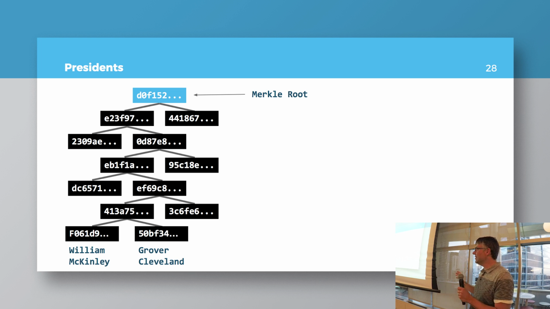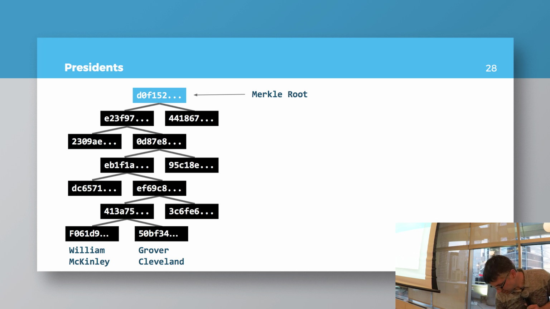And we're just going to keep doing this. And so we build a tree out of all the presidents. So there's other presidents over here and over there. And I'm just showing you one path, starting with Grover Cleveland all the way to the top. And if we compress all the presidents together this way, we end up with the Merkle root, which was that thing I showed you before that begins with D0F up top there.